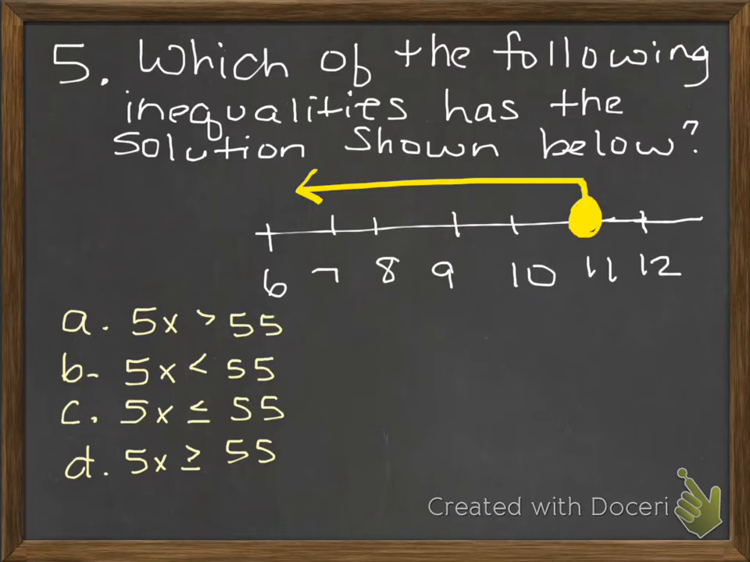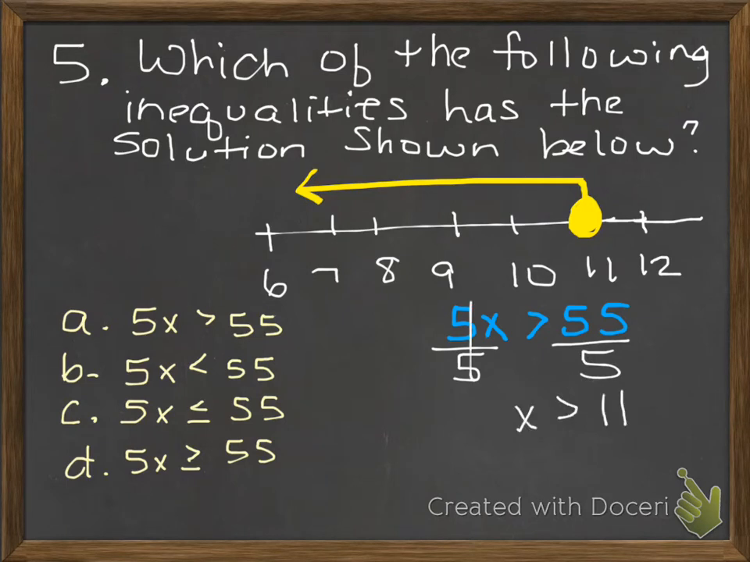All right, so now what you want to do is look. If you notice, all of the problems are the same. The only difference is the sign. So I'm going to take the first problem, which is 5x is greater than 55, and write it off to the side. I'll solve using inverse operations, so I'll divide each side by 5, and we get x is greater than 11.